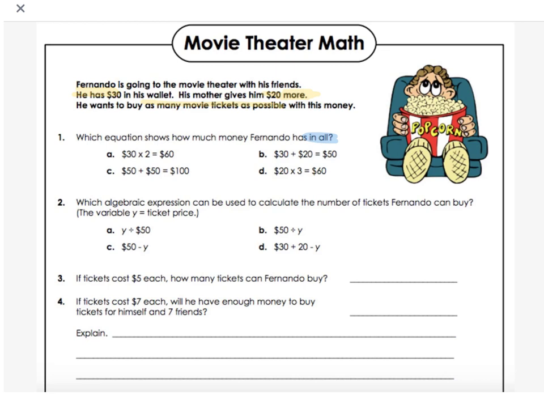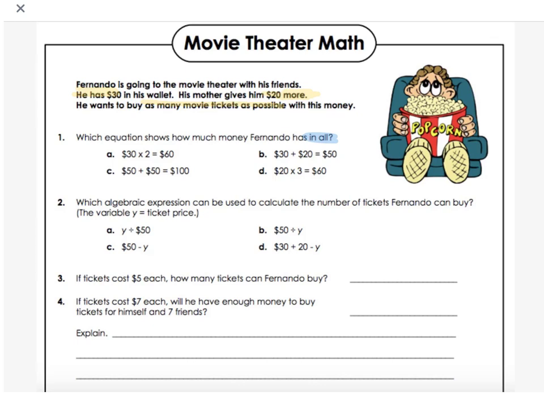So it wouldn't make sense to take the price of a movie ticket and divide it by $50. That just doesn't make sense. For B, if we have $50 and we separate it by the cost of the movie ticket, that might work. That's taking out a group of dollars for every single movie ticket. That one seems to make a little bit of sense to me.